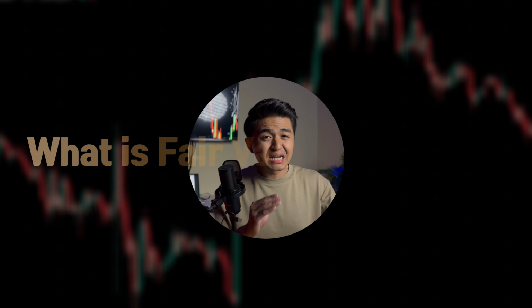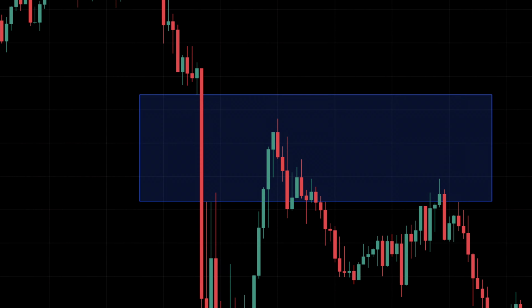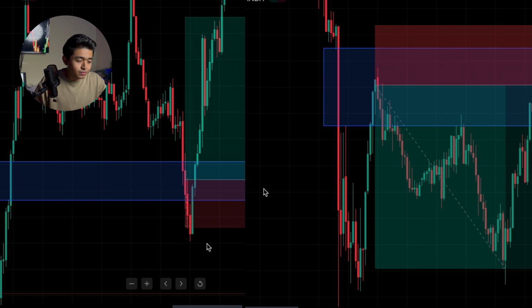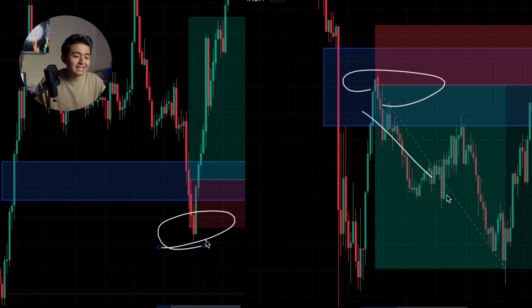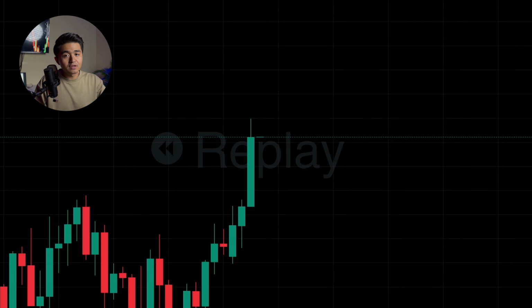Okay, let's talk about what is the fair value gap first. The fair value gap, one of the biggest concepts in the trading space right now. But not all fair value gaps are created equal. In fact, most traders fail because they treat every fair value gap like a buy or a sell signal. Take a look at these two. This one got stopped out completely, but this one hit the take profit target perfectly. The question is why? First, the basics.